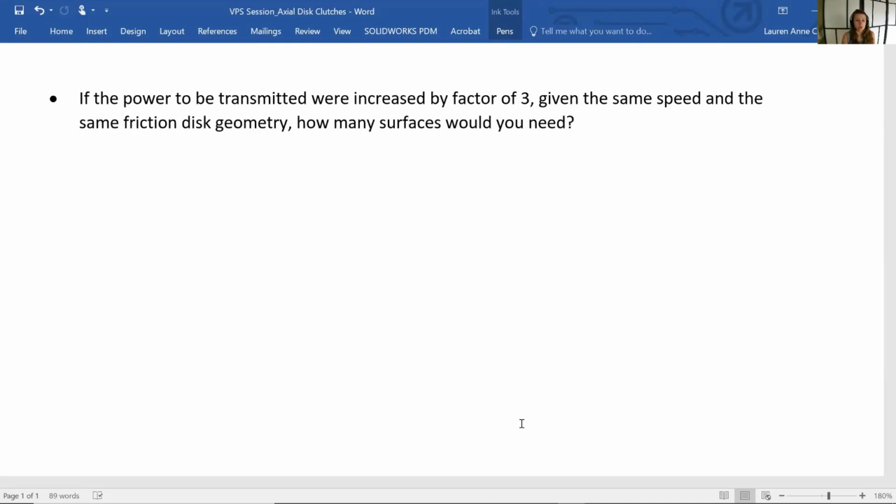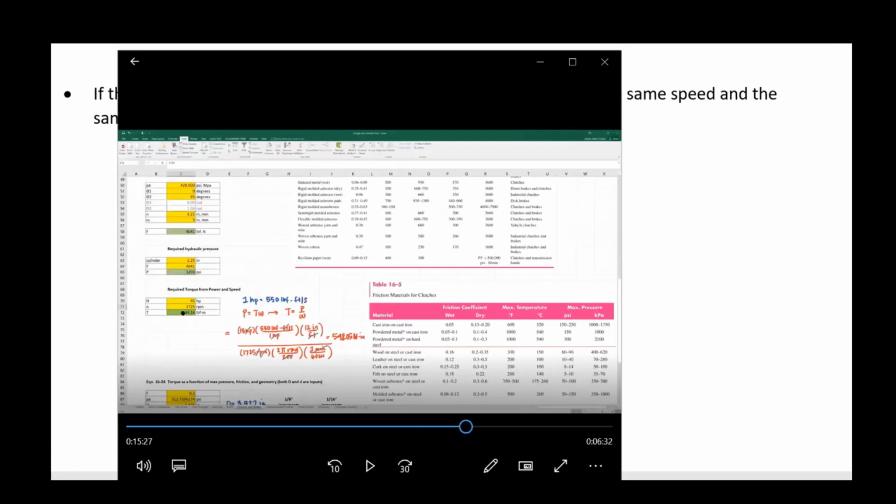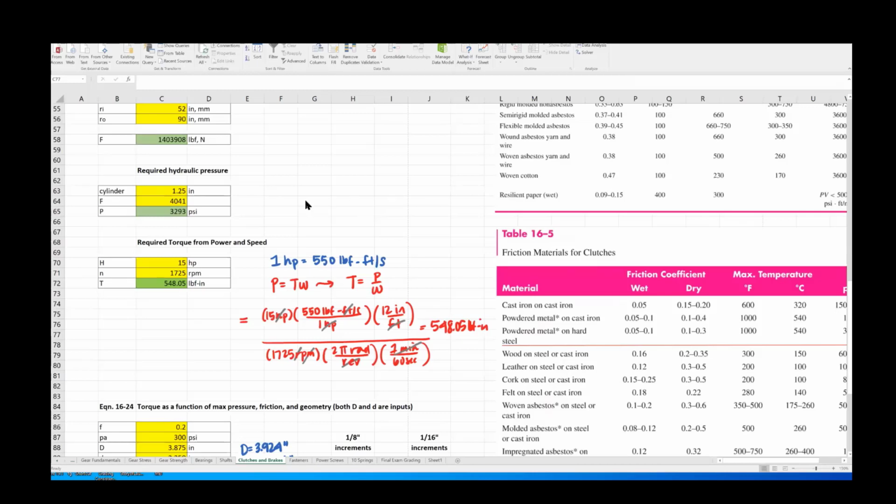So now the last part of this problem: if the power to be transmitted were increased by a factor of 3, given the same speed and the same friction disk geometry, how many surfaces would you need? So this is not a super complicated calculation. We're going to increase the power from 15, so multiply by 3 to 45. And that's going to increase the amount of torque that's required, so linearly, 1,644.14 pound-force inches.